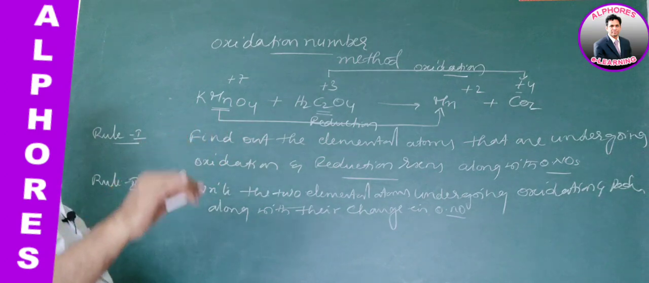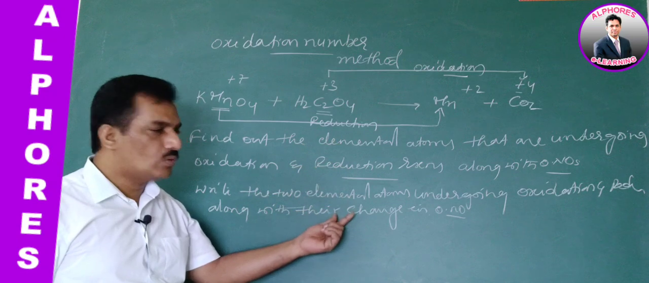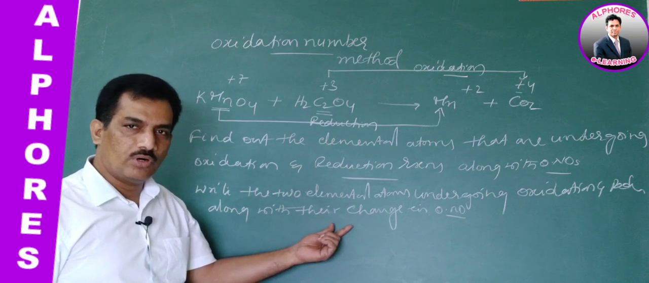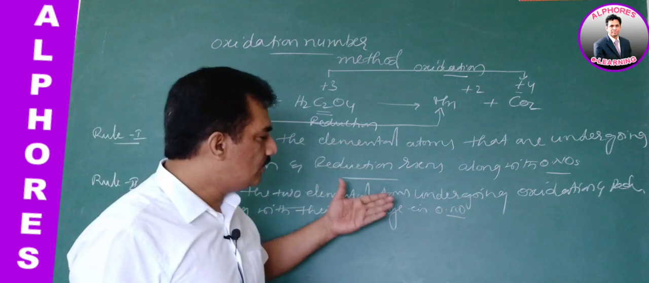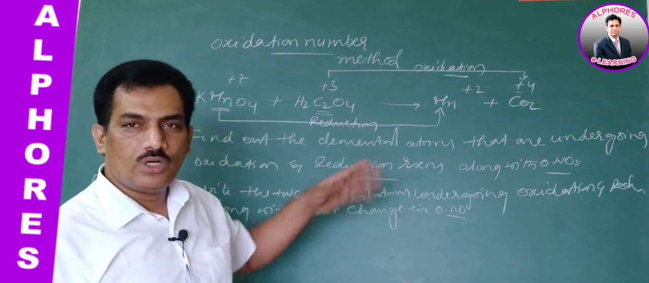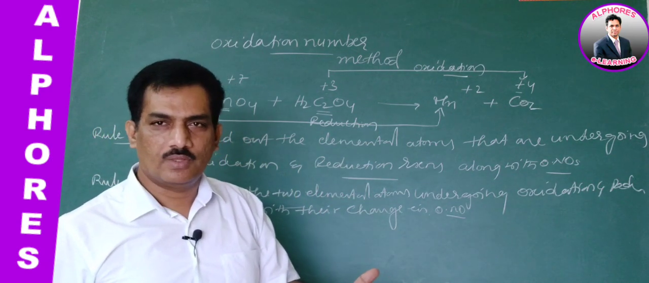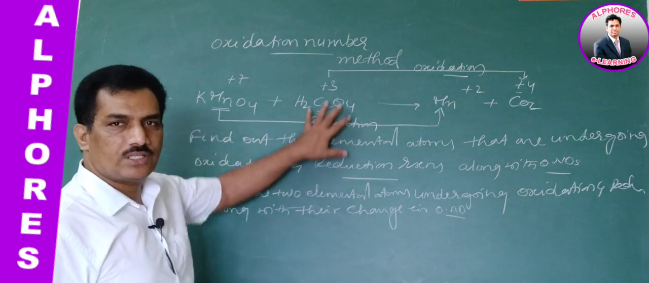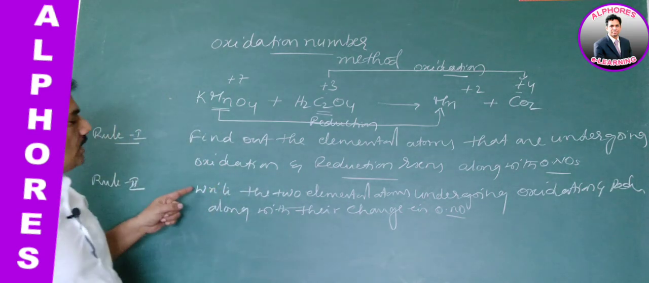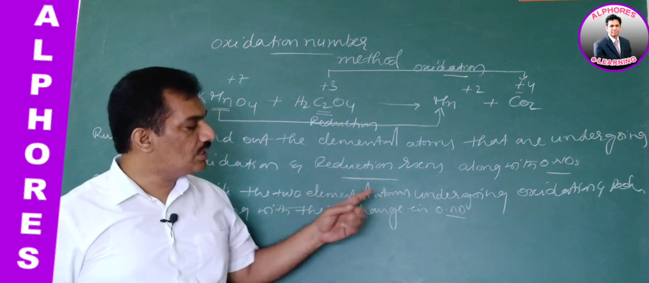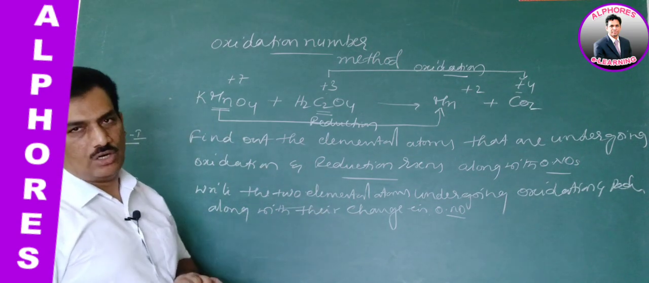And dear students, it is the first class on the oxidation number method, that's why I am giving these rules, literally writing on the board. After this example, when we are solving questions related to this method, I won't write these, I will just pronounce them orally. This is the first class for this method, that's why I am writing this. And now what they are asking in rule number 2 is to write the two elemental atoms undergoing oxidation and reduction along with their change in oxidation number.